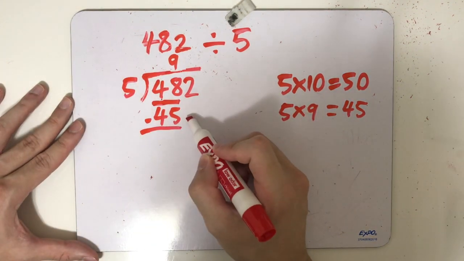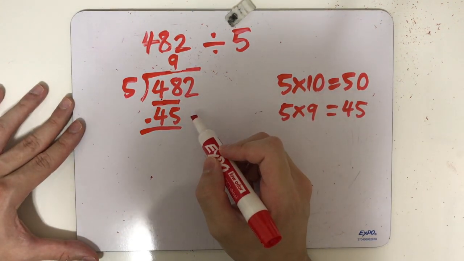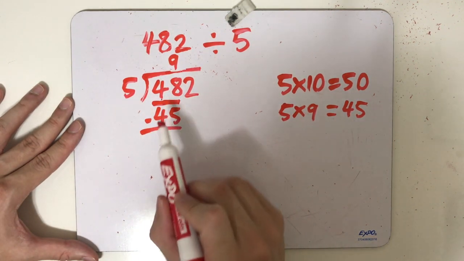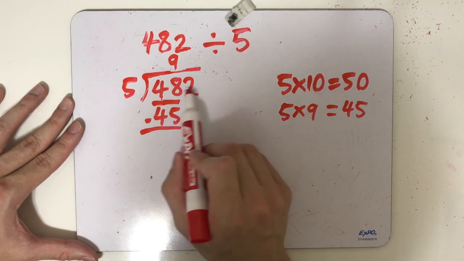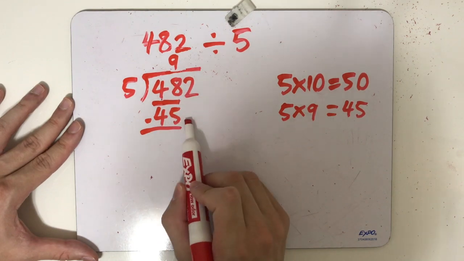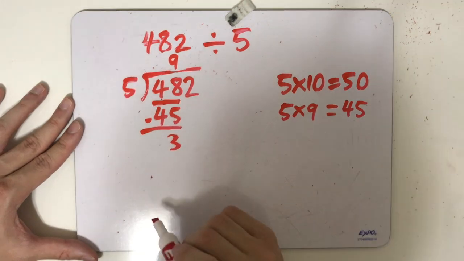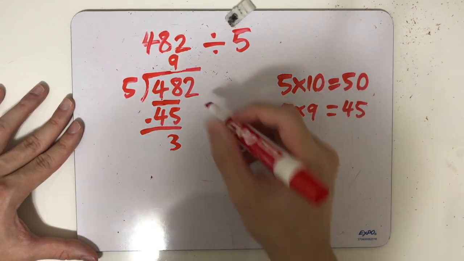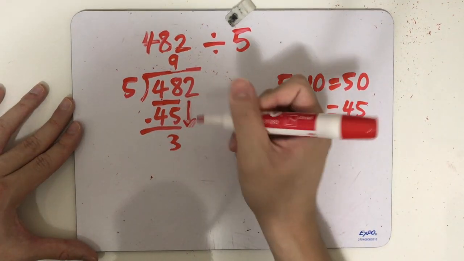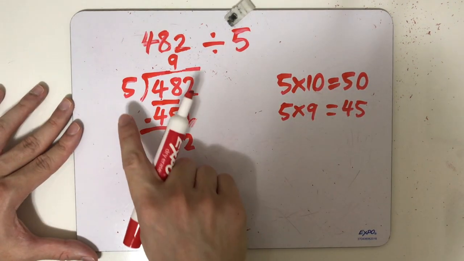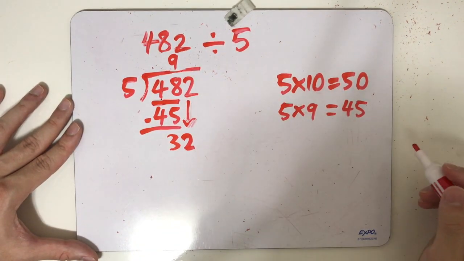Now you don't have to put the 0 like I did in my first example, because I think by now you'll understand that we're not actually doing 48 minus 45, but rather 482 minus 450. So that leaves us with a 3 in the tens column. Then I can simply drag this down to get 32. So how many times does number 5 go into 32?